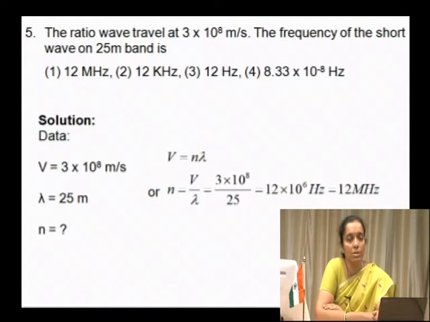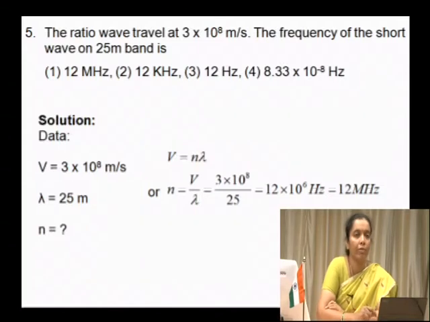Doing these substitutions, we get the calculated frequency as 12 into 10 to the power of 6 hertz. 10 to the power of 6 is written as mega. So, we get 12 megahertz as the frequency of the radio wave transmitted on a short wave of 25 meter band.